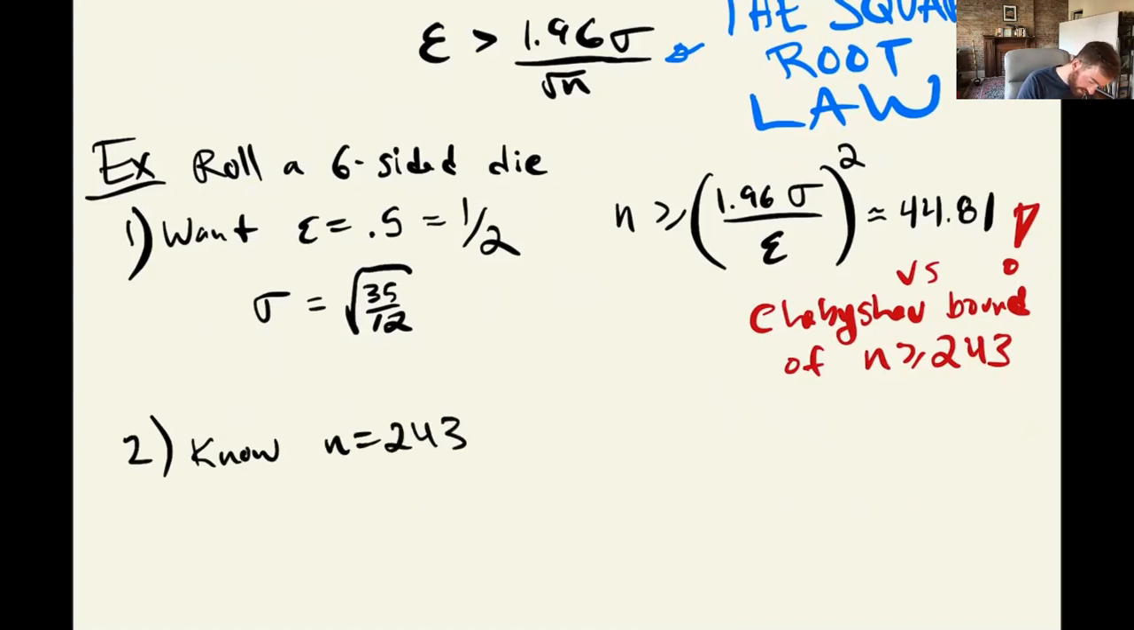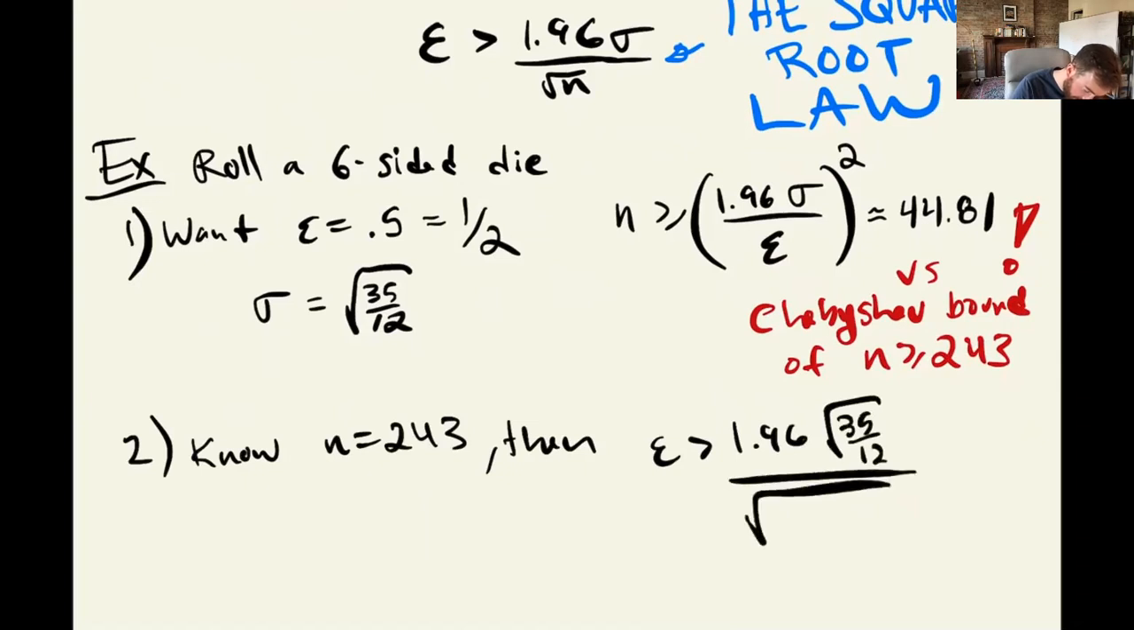Then the lower bound on our error is 1.96 times the square root of 35/12 divided by the square root of 243. You plug that in a calculator, you end up getting that this is approximately 0.218. So now we know that our error, if we actually rolled it 243 times, wasn't just a half. Actually, we had a much narrower spectrum of possibilities. And so we got that the error band was only 0.21 above and below.